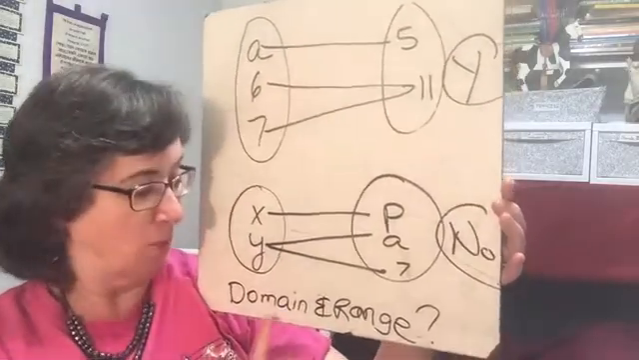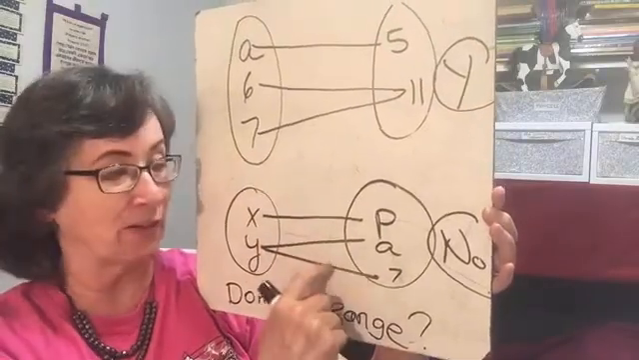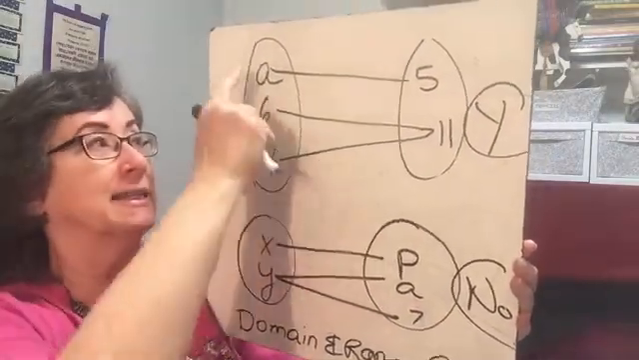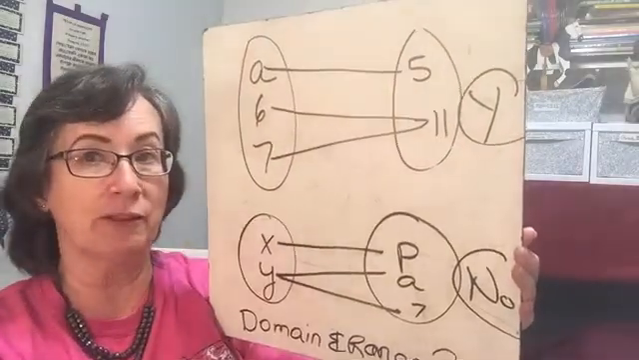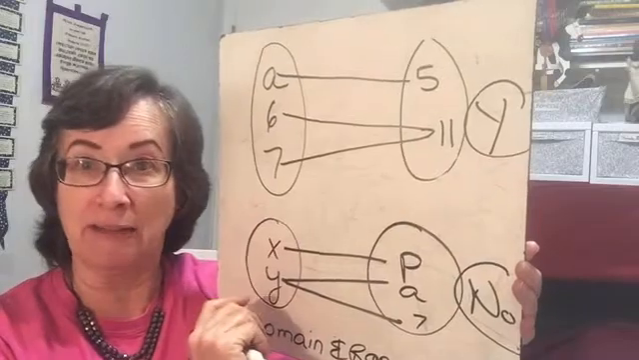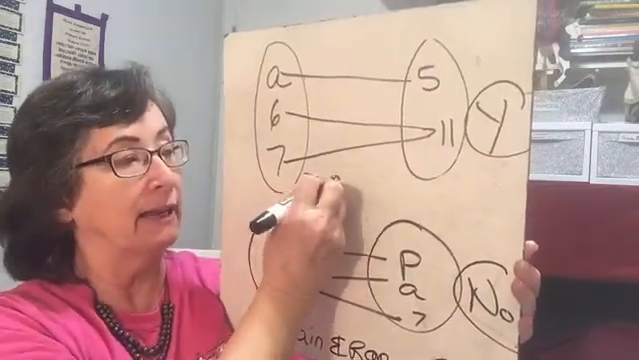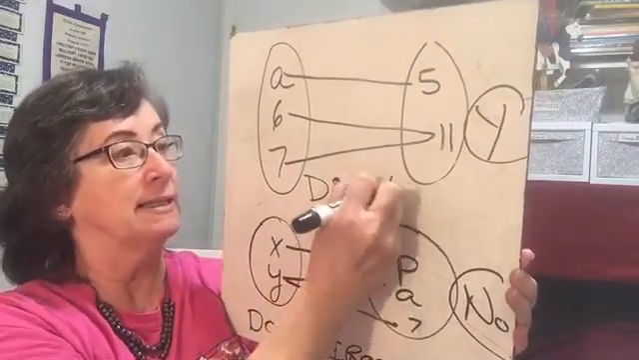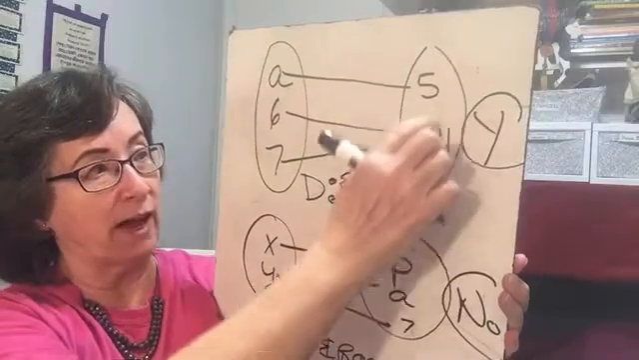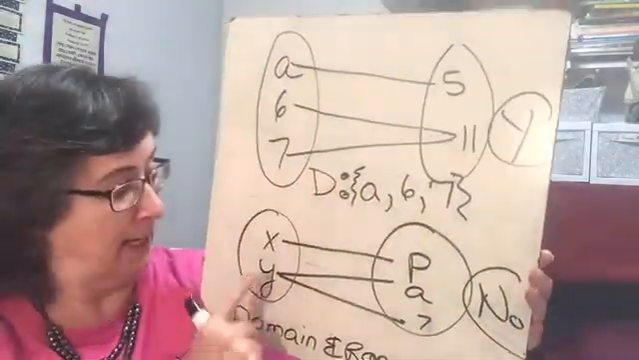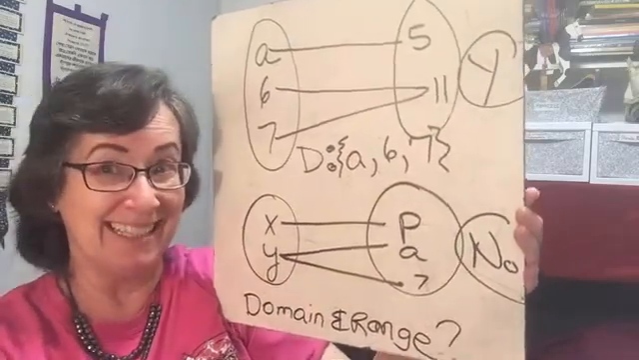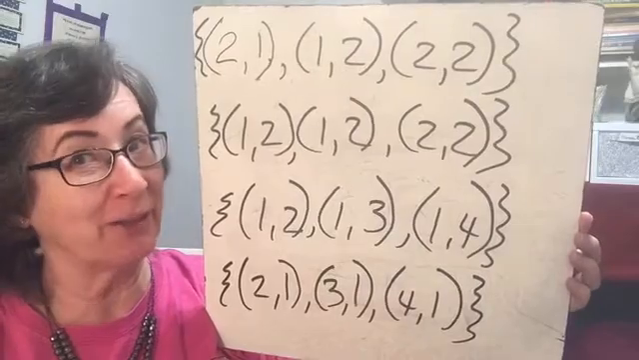Now, the next problem says, what is the domain of this one? And the other one says, what is the range of this one? Why don't we just do the domain and the range for both of them? So, the domain for this problem up here is A, 6, 7. We could write it like a set. And the range is 5, 11. Over here, the domain is X, Y. The range is P, A, 7. Pretty easy. Here is our last practice problem before you get to go do your homework.